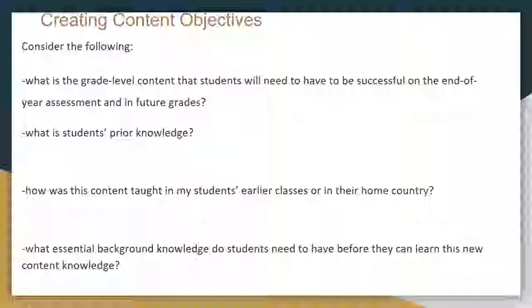When you're creating your content objectives, you should always think about these questions as well. What is the most important or the most necessary grade level content that my students will need to learn to be successful on the end of year assessments and in future grades? Also, when you're making your content objective, think, how have my students seen this information before in earlier grades? Do they have the adequate prior knowledge to understand the lesson?